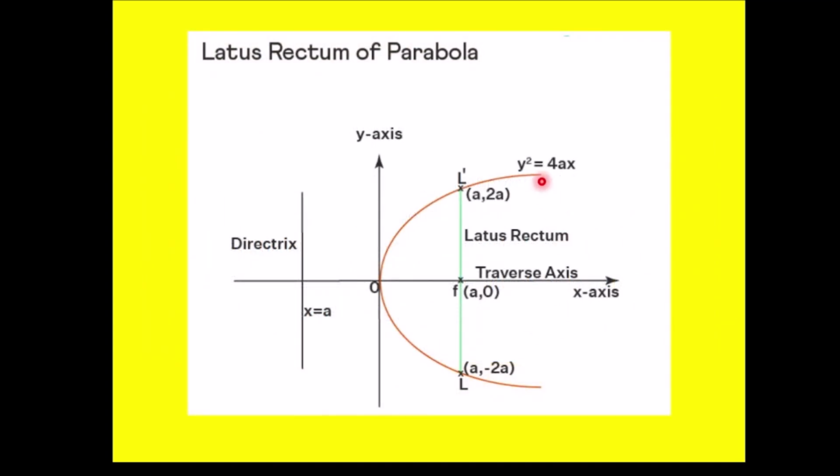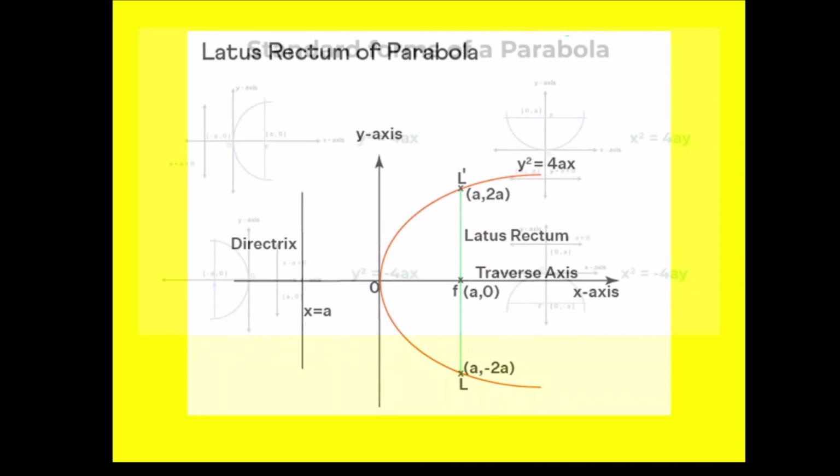So, this is what I was talking about. This is a right parabola. So, LL' is the latus rectum. Here, if we put x equal to a, this will become 4a square. So, y square equal to 4a square, so y will be plus minus 2a. So, this point is 2a, this point is minus 2a. So, this length is 4a.